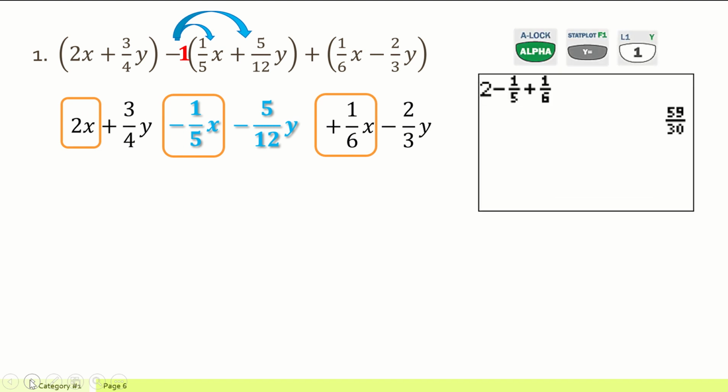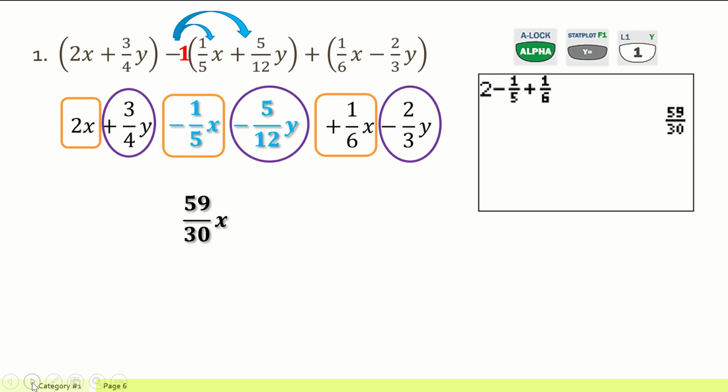And now with alpha y equals 1, we can combine these. So I have 2 minus 1/5 plus 1/6. So we get the fraction 59 over 30 when we combine the x terms. So 59 over 30 x. Now we have three terms that we have not done anything with, and it just so happens that all three of these terms have a y attached. So those are like terms.